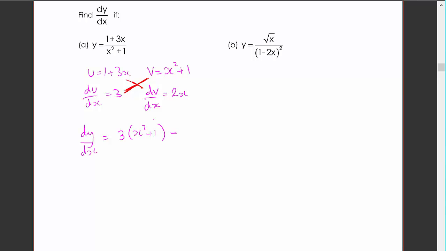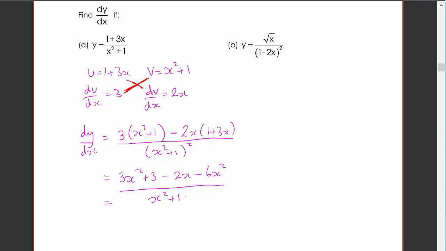This time it's a take away in the middle. u dv/dx, so that's 2x(1 plus 3x), all divided by v squared. So that's (x squared plus 1) all squared. Now that's 3x squared plus 3, take away 2x, take away 6x squared, over (x squared plus 1) squared. And so that is 3 minus 2x minus 3x squared over (x squared plus 1) squared.